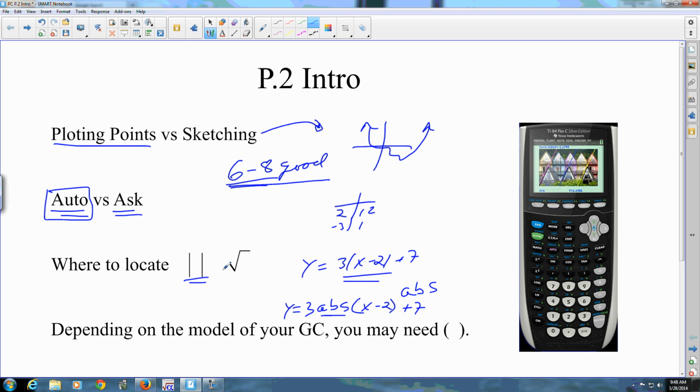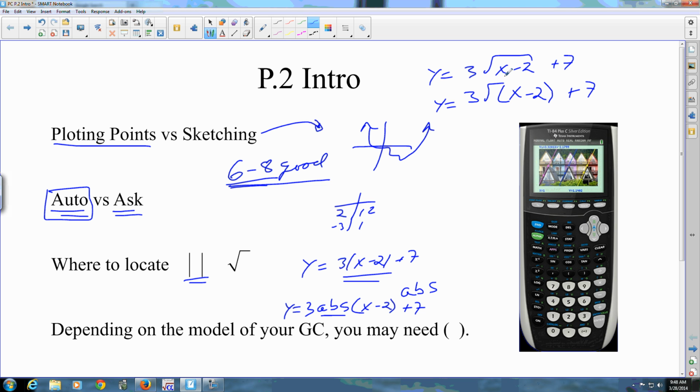It means absolute value. All right, square root symbol, depending on the vintageness of your calculator, if you wanted to graph 3 square root x minus 2 plus 7. If you have an older version of the calculator, you'd hit y equals 3 square root symbol, and then it'll stop there, and you would need to put a parenthesis, x minus 2, close it, and the parenthesis doesn't go any further, it just sits there, plus 7.